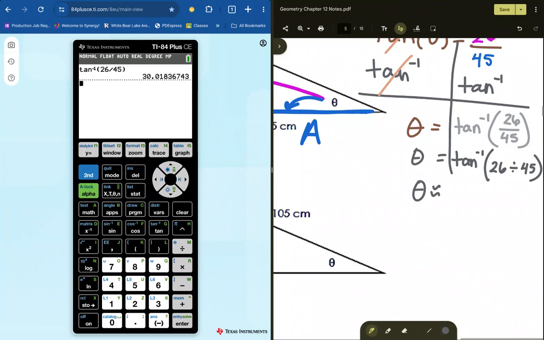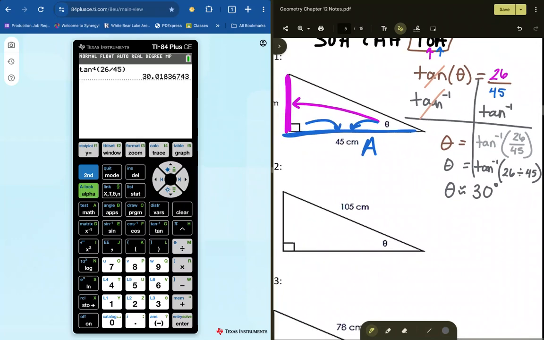All right, now, because these are angle measurements, typically we don't do angles in decimal format. We just say to the nearest whole number. So I'm going to round this to about 30 degrees for our inverse tangent of 26 over 45. So that means this angle right here is approximately a 30-degree angle.